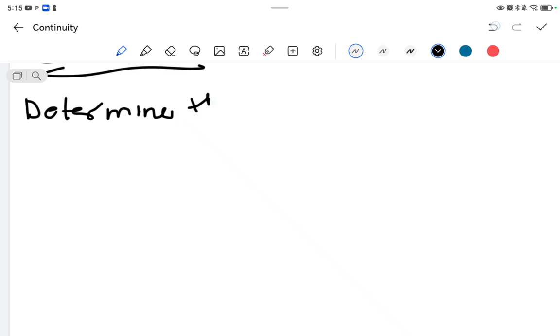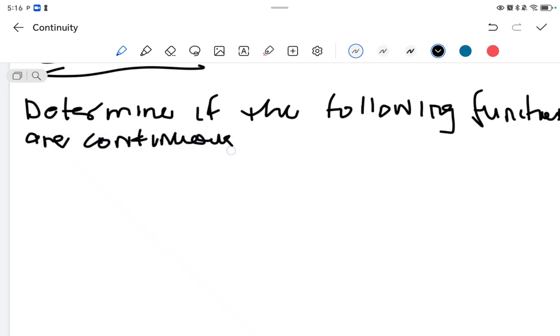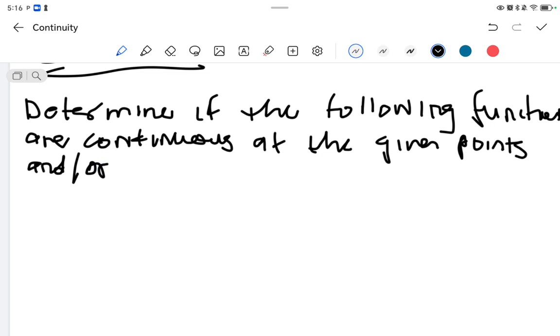if the following functions are continuous at the given point or points, or intervals. So it may happen that we deal with a closed interval or an open interval.